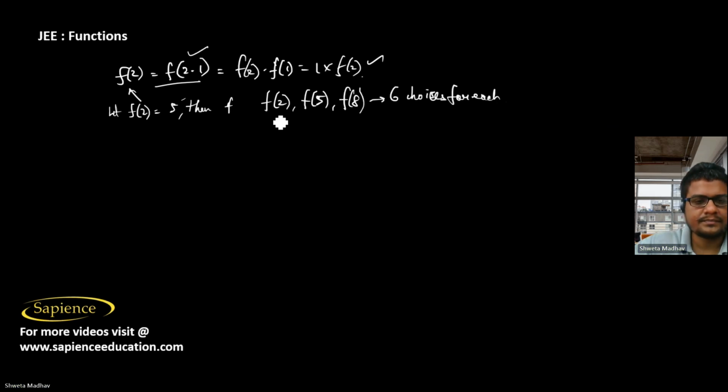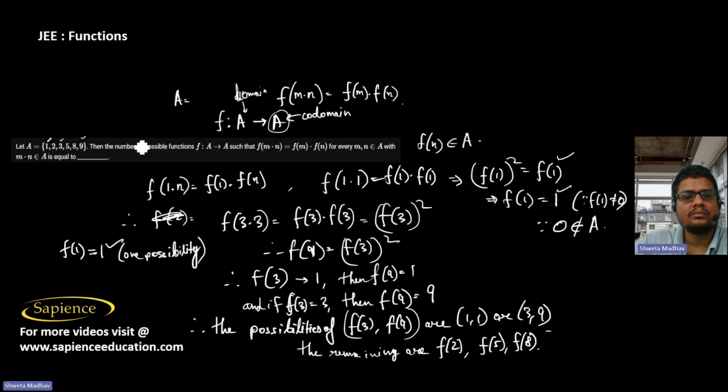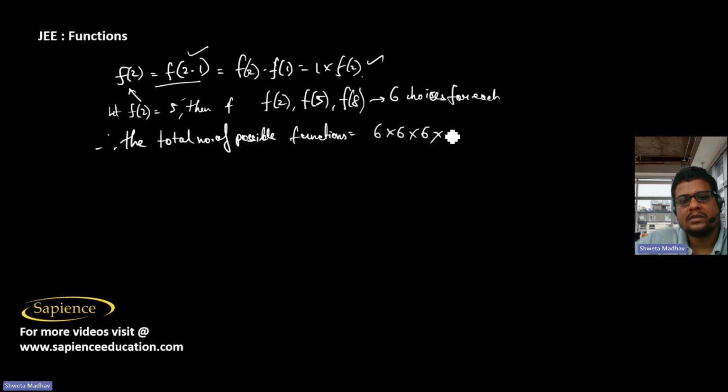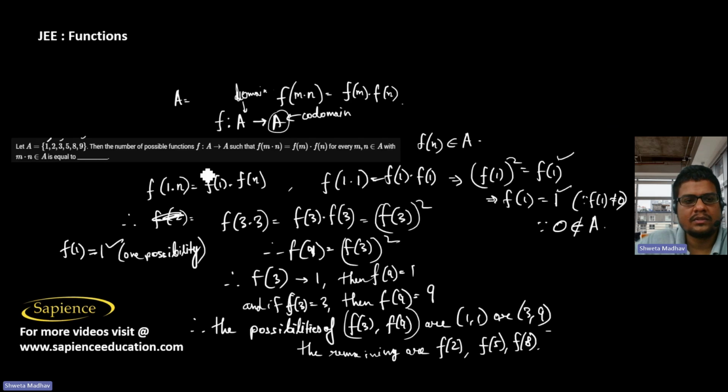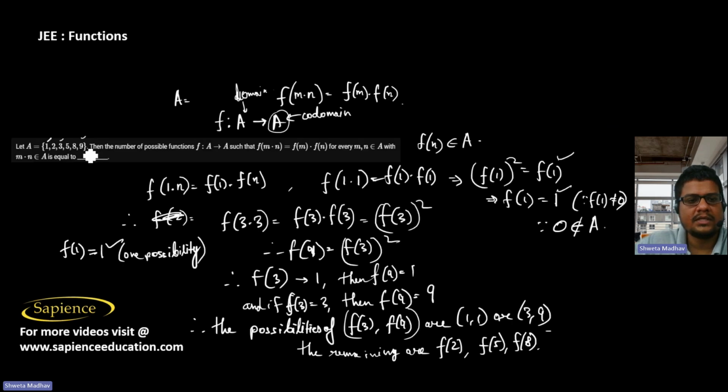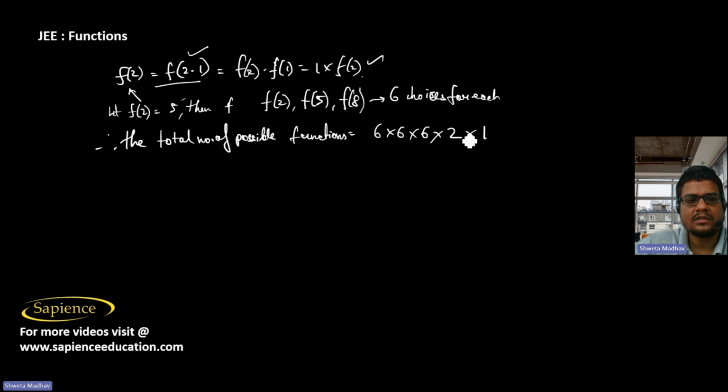So therefore, the total number of possible functions will be equal to 6 into 6 into 6 into 2 into 1. Since for the 2, 5 and 8 we'll have 6 choices each, and for 3 and 9 we will have 2 choices, and for f of 1 we will have only one choice.